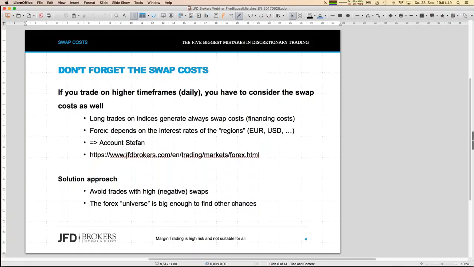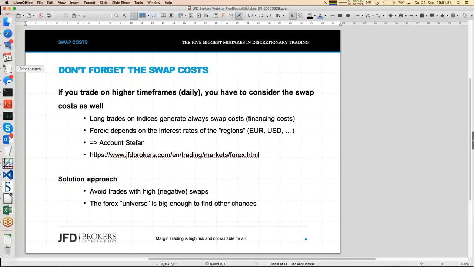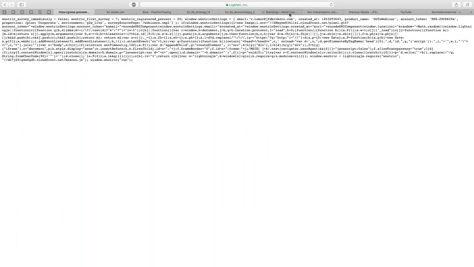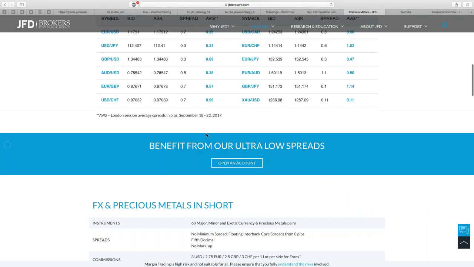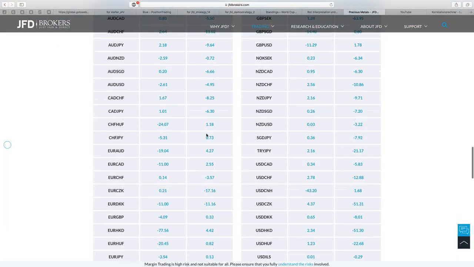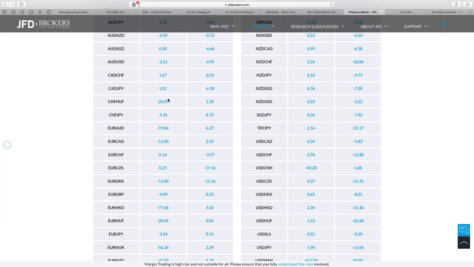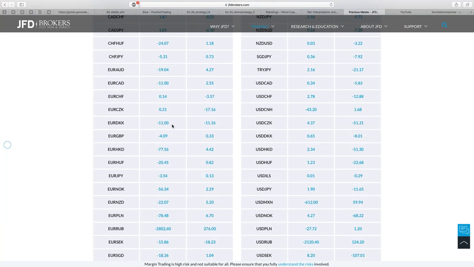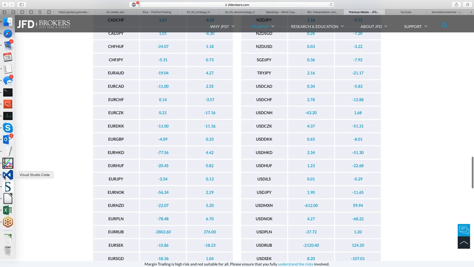The message here is quite simple. Just look at the web page, for example, here the JFD broker web page with all the swap costs. Then you can always have a quick look at what's generating money and what's really generating costs, and then you can have that in mind. And maybe the idea is quite simple.